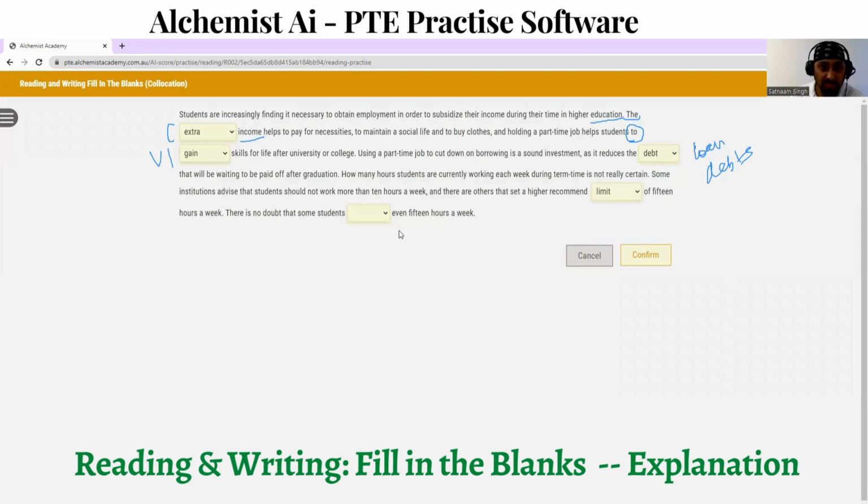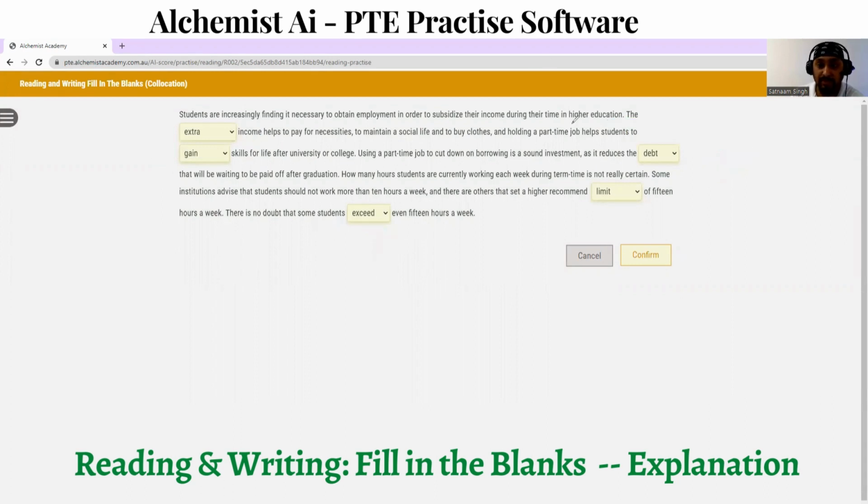There is no doubt that some students dash even 15 hours a week. Okay, if you really can't guess, straight away click on it. Students exceed, beyond or over? No, you always go beyond. So go is missing. Over would not sit in, it doesn't sound correct. So it's either exceeds or exceed. I'll go with the word exceed because the word students is already given in the plural form over here. So this cannot have an S over here. That would not make sense, right? So I hope that this is the right answer.